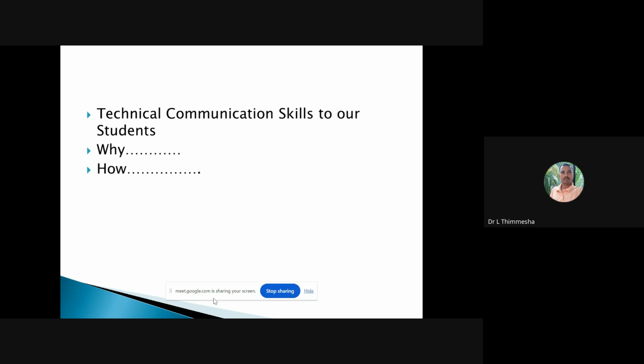We need to encourage the students, so it will help the student community to come up with the technical skills they have to succeed in their life.